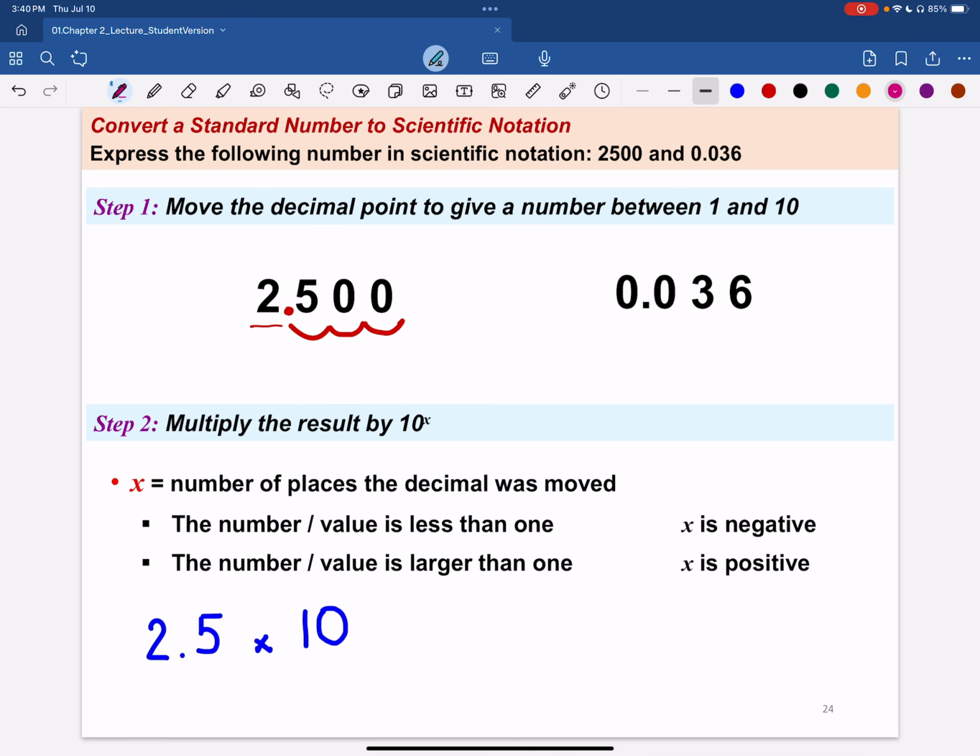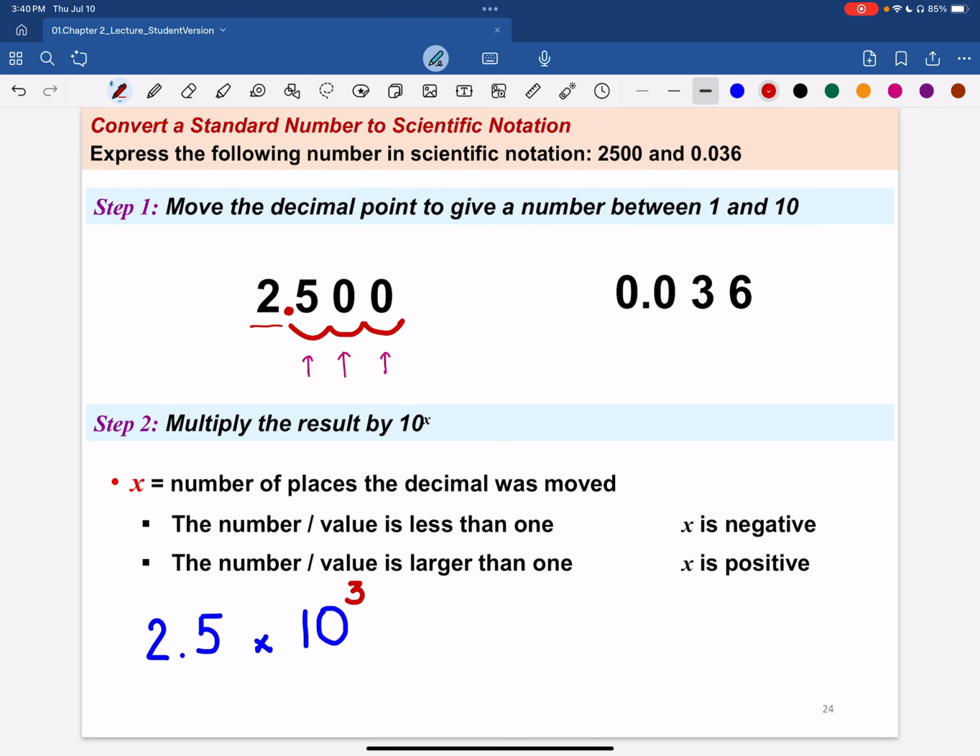1, 2, 3. 2500 is larger than 1, so n will be positive. n equals 3.